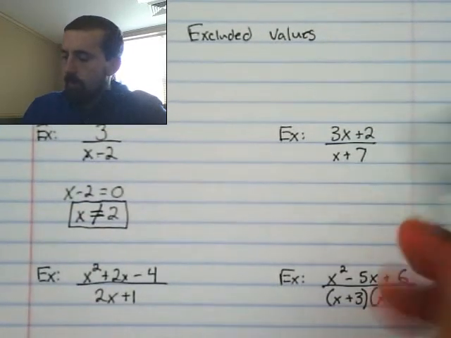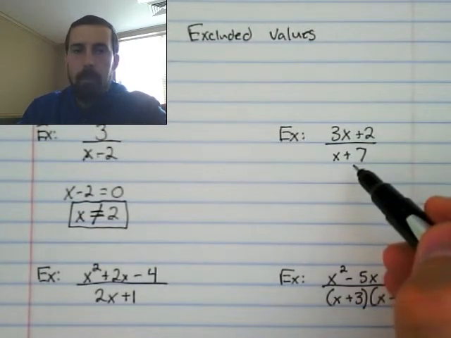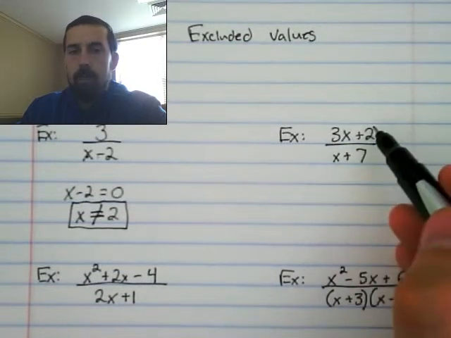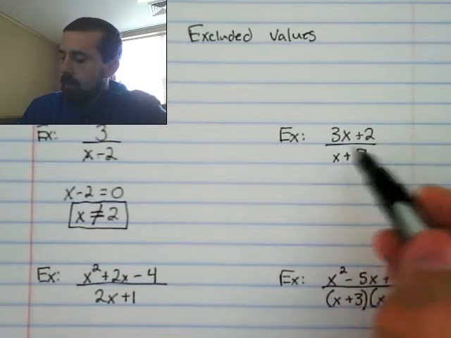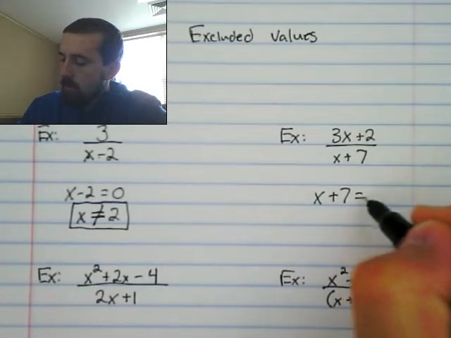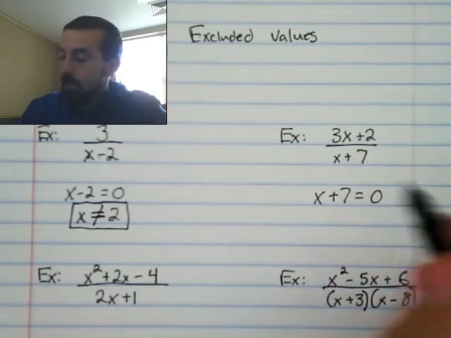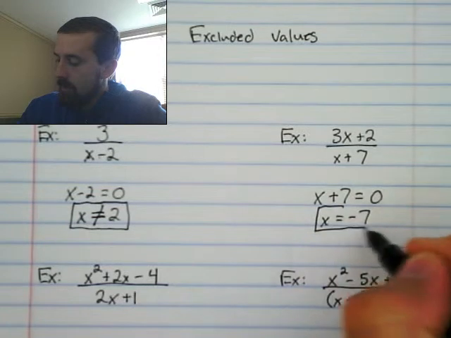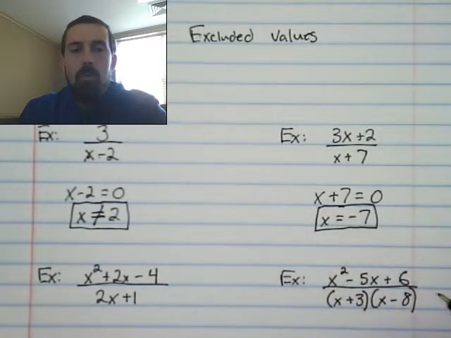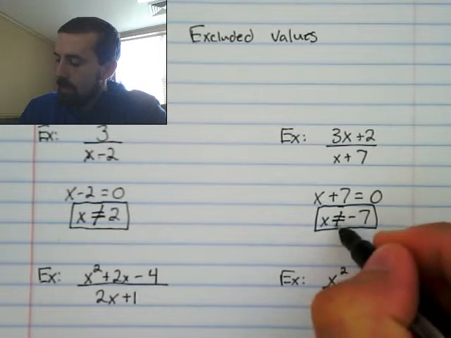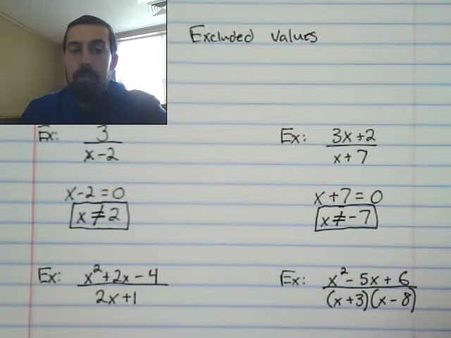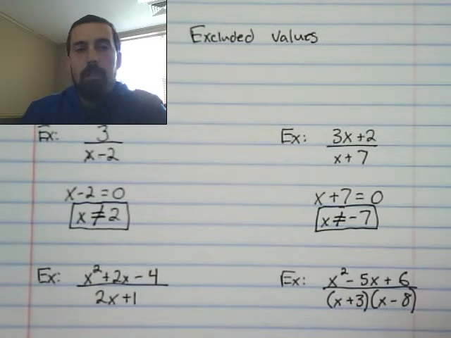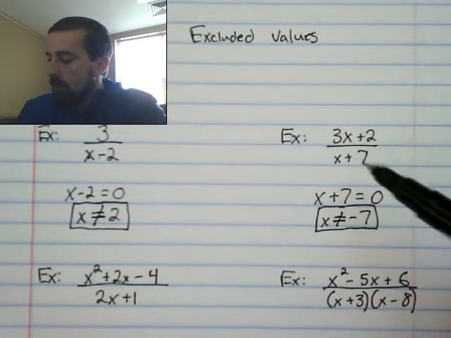So let's take a look at another example. We have 3x plus 2 over x plus 7. Again, are we concerned about anything going on up here? Not right now, but we are concerned about this x plus 7. We're going to set it equal to 0 and solve for x. We subtract 7 on both sides to get x equals negative 7. So x cannot equal negative 7, because if it did, it would make our rational equation undefined, and we don't want that. We want all of our solutions. We don't want those solutions, which is what undefined would be.